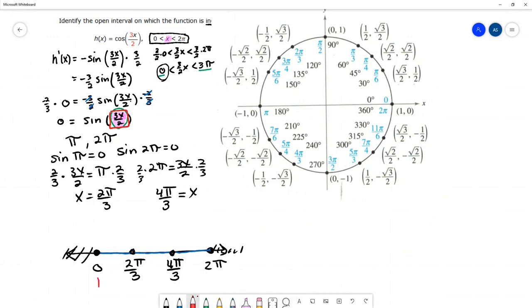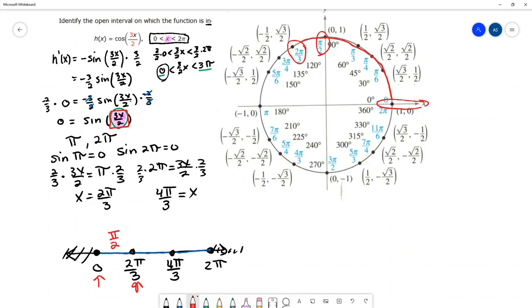The first interval goes from 0 to 2 pi over 3. So here's an angle of 0 and an angle of 2 pi over 3. I want to make sure that I choose a test point in that interval. So I'll choose pi over 2.